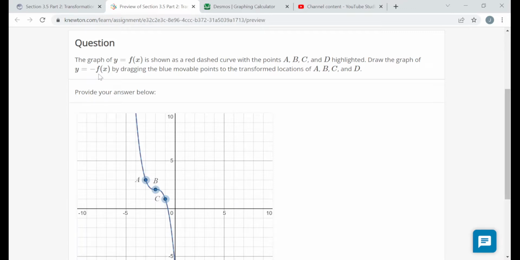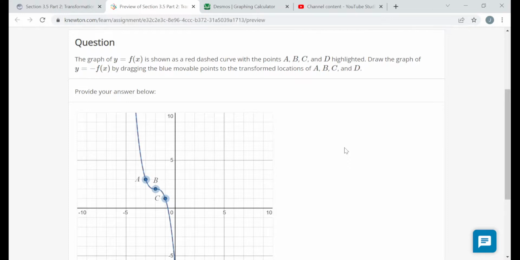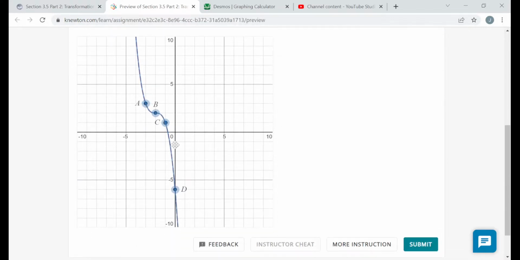So negative f of x, remember, multiplying the whole thing by -1, that reflects you across the x-axis. So I'm going to move points A, B, C, and D across the x-axis, meaning just take the opposite y-coordinate. So point A has a y value of 3. Its reflection would have a y value of -3.